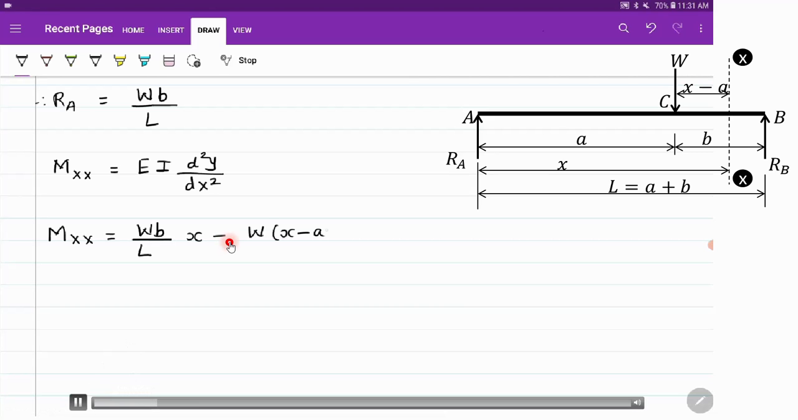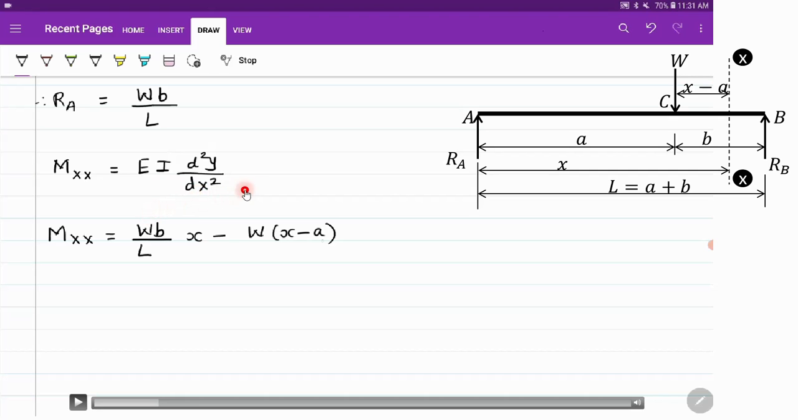Now we have to use Macaulay's method to find out slope and deflection. So moment about any section XX we have to find out first. So moment about any section XX is EI d2y by dx square. This is the second order differential equation of the deflection curve.